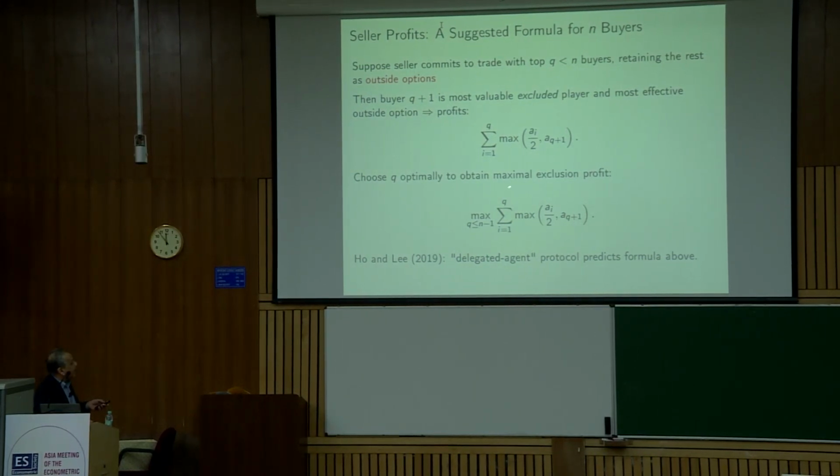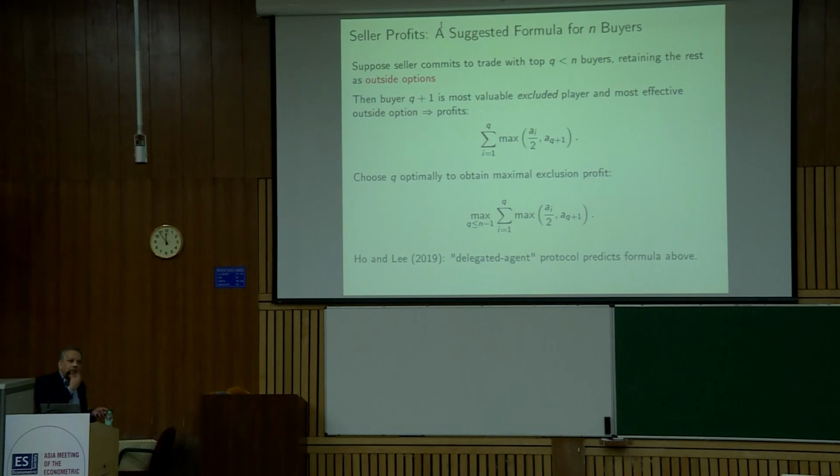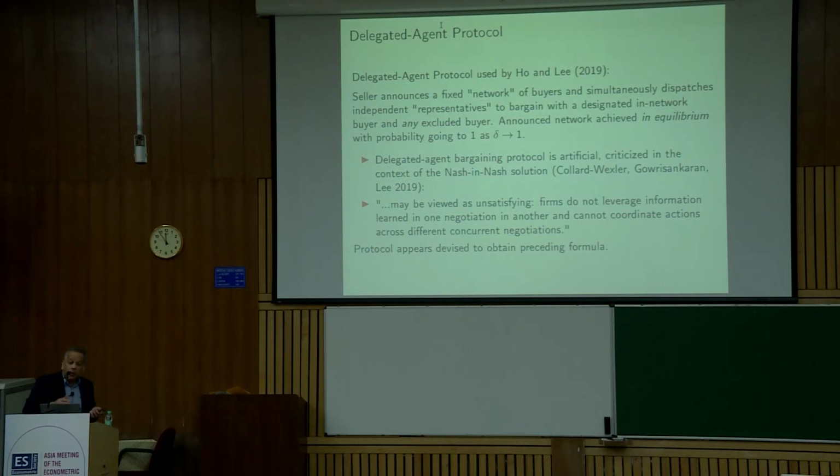And indeed, in Ho and Lee, the prediction of their model is exactly this quantity here. That's the prediction of the model, and it is obtained with some kind of bargaining protocol, which I will briefly talk about.